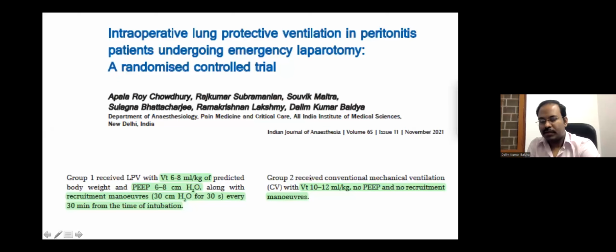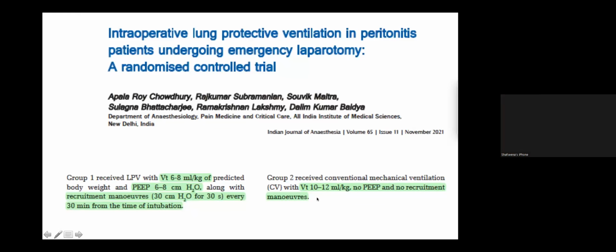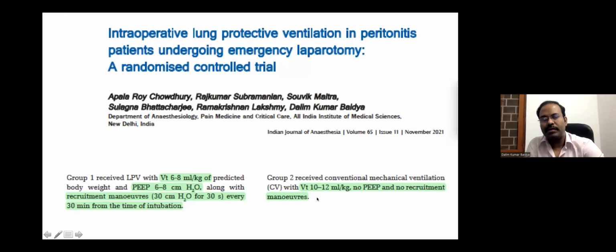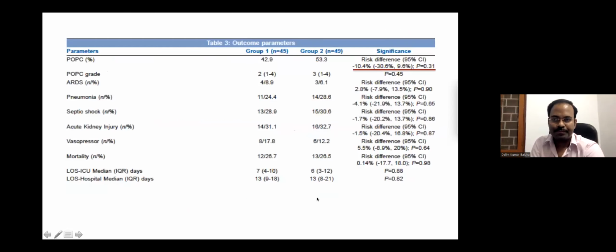And in the conventional group, we used 10 to 12 ml per kg of tidal volume with no PEEP and no recruitment maneuver. Basically, in our institute data, we had assessed that the incidence of POPC is very high in perforation peritonitis patients who are coming for emergency laparotomy. It was in the range of 40 to 50%, which was very high. So, we wanted to assess in emergency laparotomy whether adoption of this strategy can significantly reduce the complications.